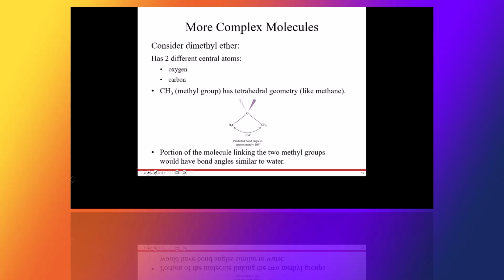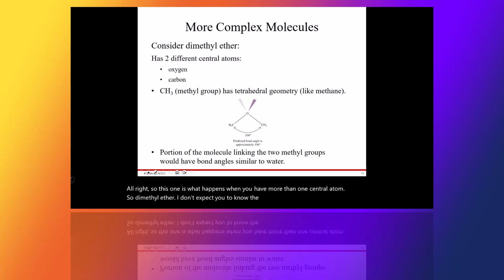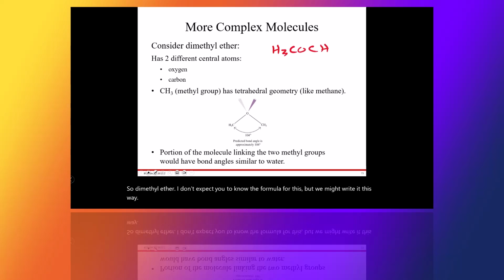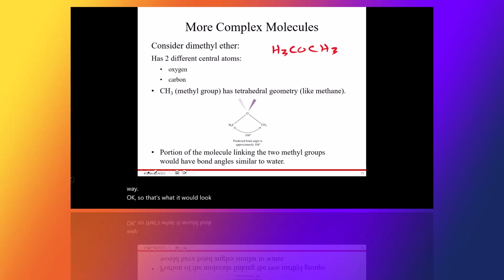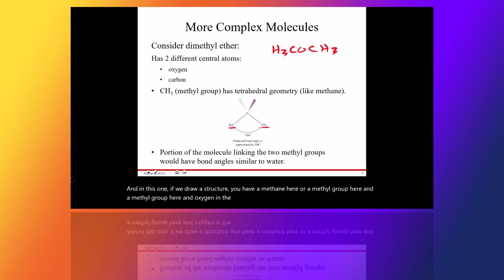All right, so this one is what happens when you have more than one central atom. So dimethyl ether, I don't expect you to know the formula for this, but we might write it this way. Okay, so that's what it would look like. And in this one, if we draw a structure, you have a methyl group here, and a methyl group here, and an oxygen in the center. So if we look at the oxygen in the center, there's going to be a lone pair here and a lone pair here. So off the oxygen, it's AX2E2.